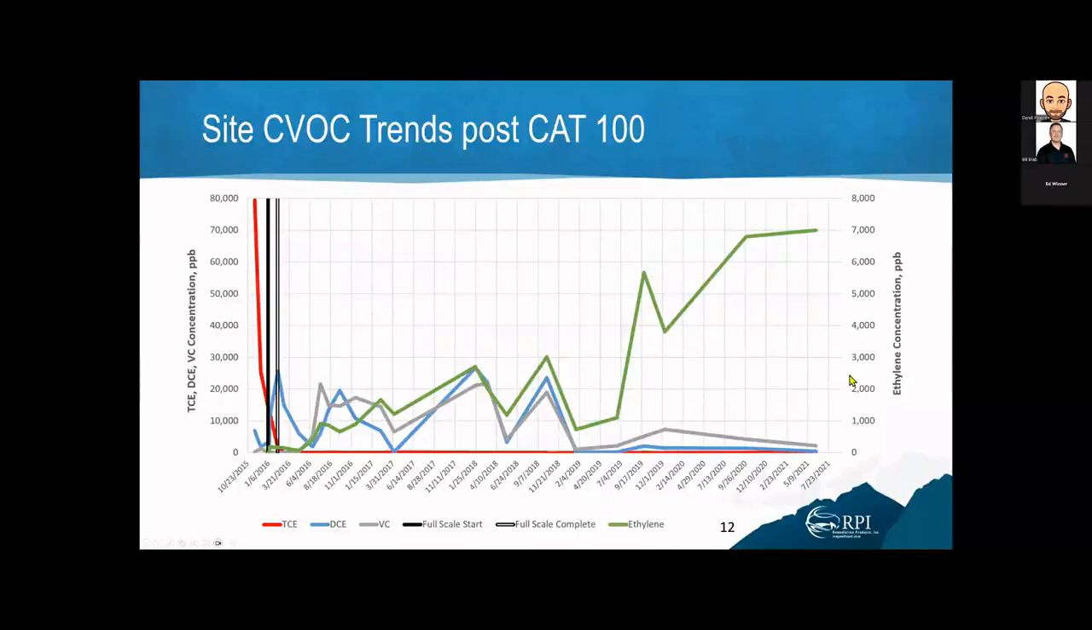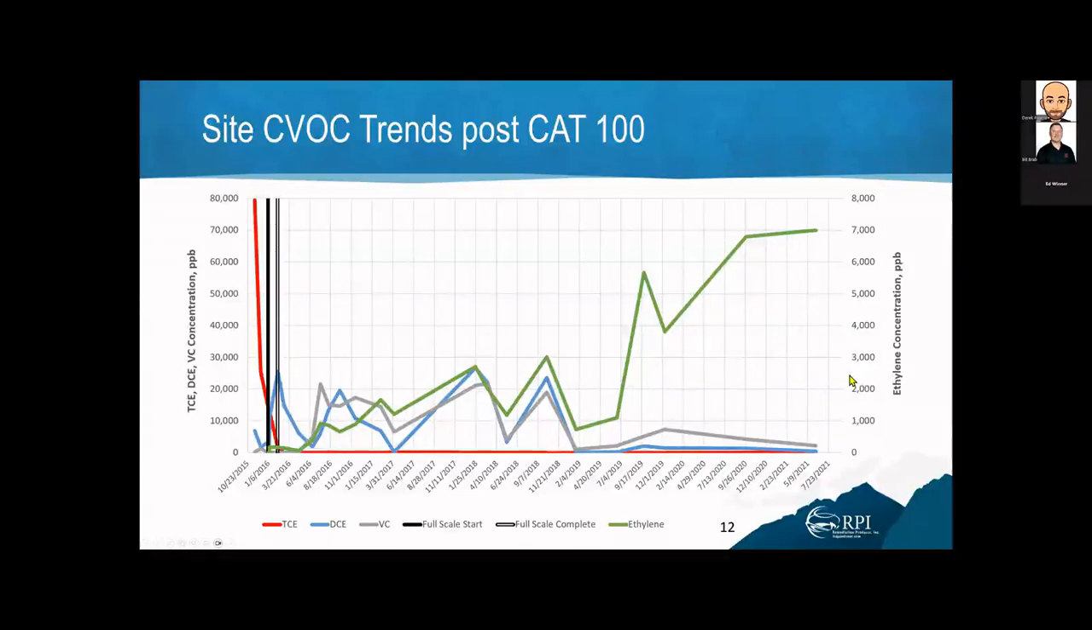So on this same particular site, the red line is TCE. The vertical black line is where we start full-scale injection. The double vertical line is where we end full-scale injection. So it's not surprising that the TCE dives immediately, because you could argue that it would do that from adsorption anyway. But that's probably not the only process, because you see that both the DCE and vinyl chloride go up.